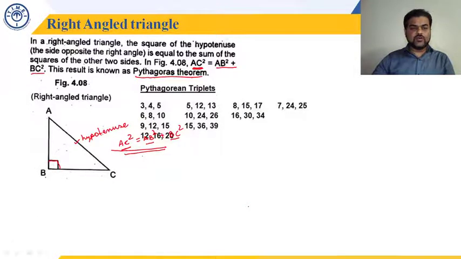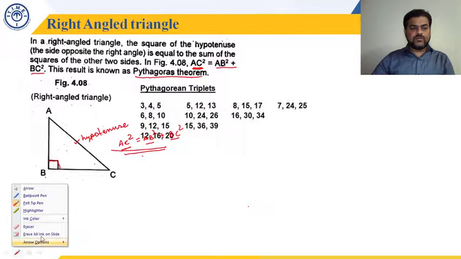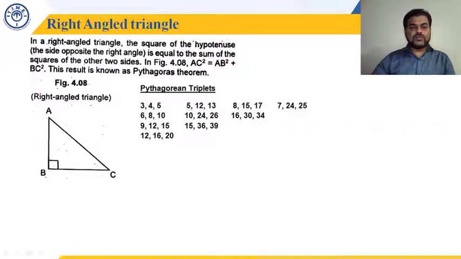Let's look at what are Pythagorean triplets. A group of three numbers which satisfy Pythagoras theorem is known as a Pythagorean triplet. For example, if you look at these three numbers, the biggest number is 5. So the square of 5 is 25, and the square of 3 plus the square of 4 is 9 plus 16, that is also 25. So the square of the longest side is equal to the sum of squares of the other two sides. So these three numbers satisfy Pythagoras theorem, and these are known as Pythagorean triplets. This is one such triplet.